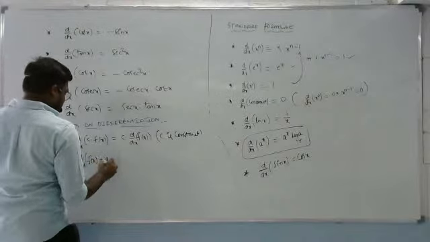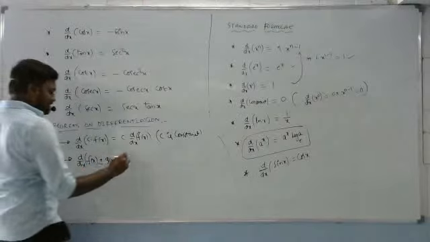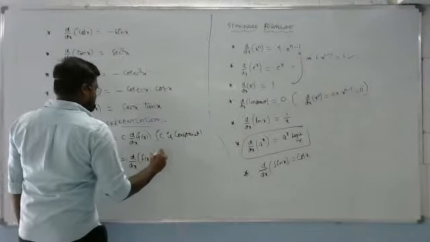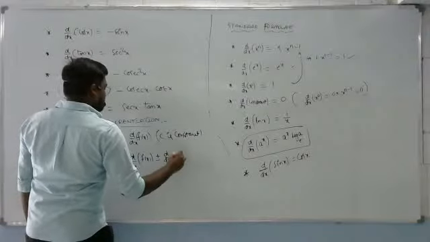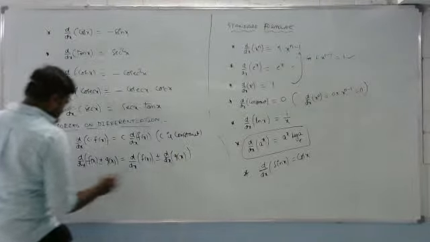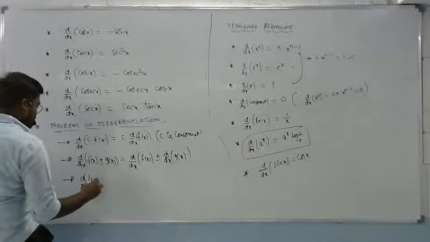So d by dx of f of x plus or minus g of x, I can take the differentiation individually. d by dx of f of x plus or minus d by dx of g of x. And these two formulas are very, very important. We call it as UV rule.